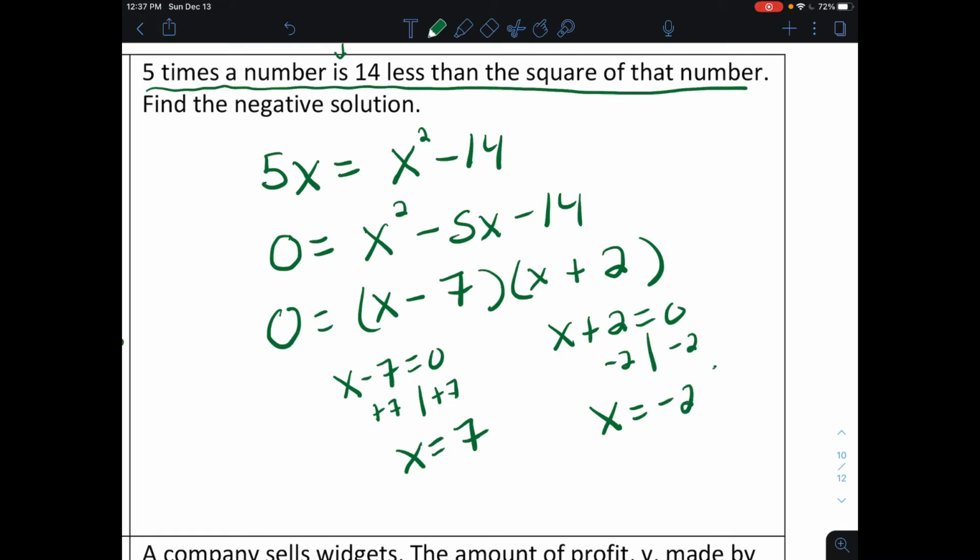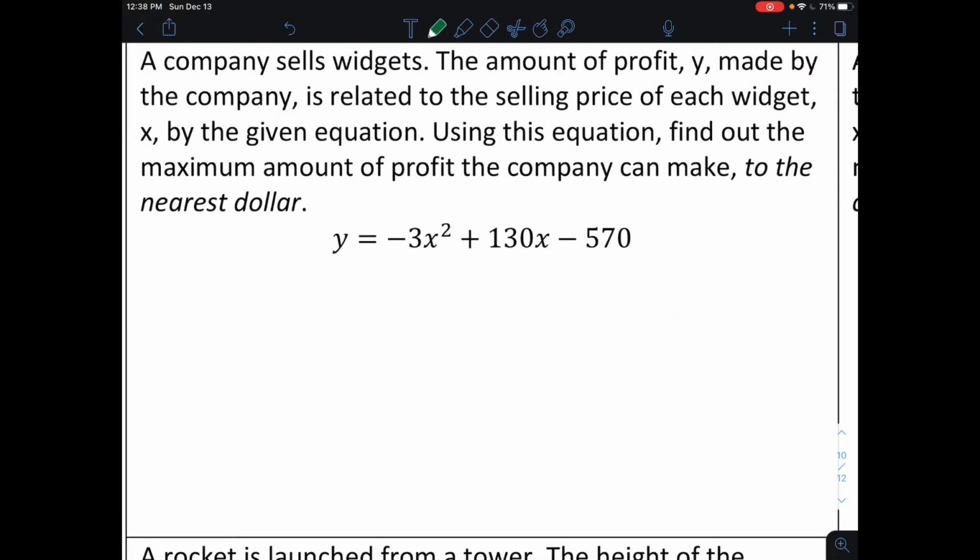It said, what is the negative solution? Well, that's going to be when x is negative 2. All right, next problem here.